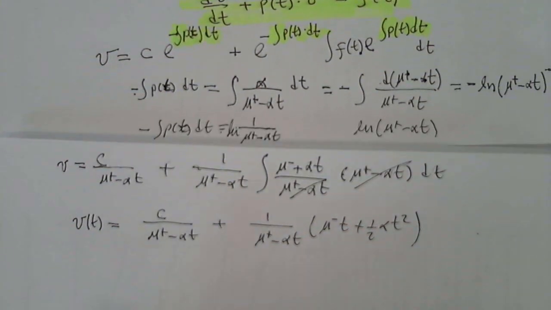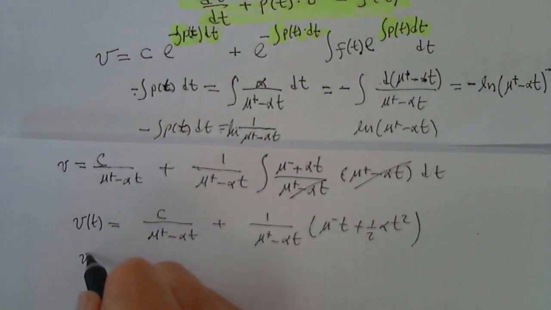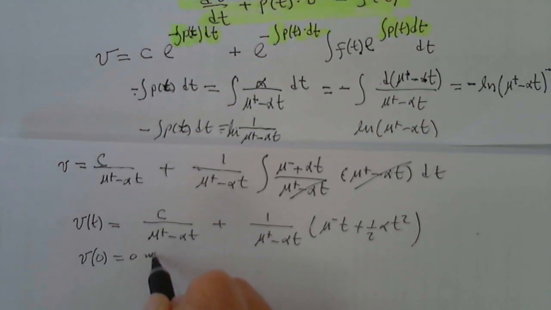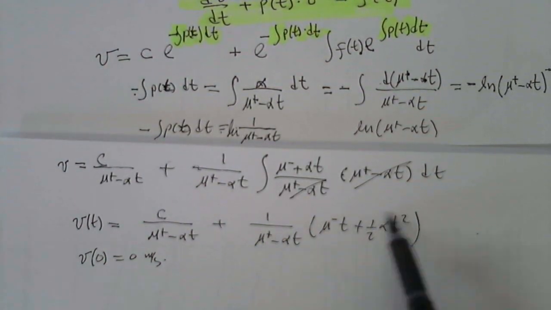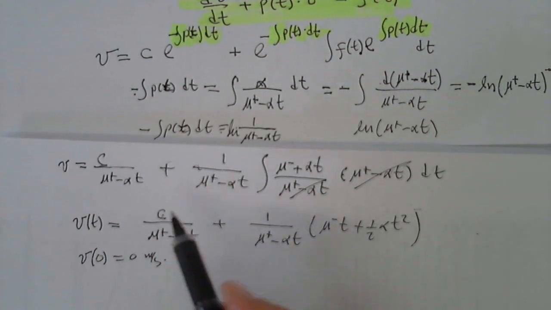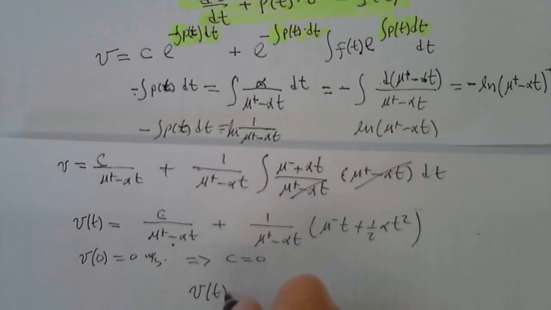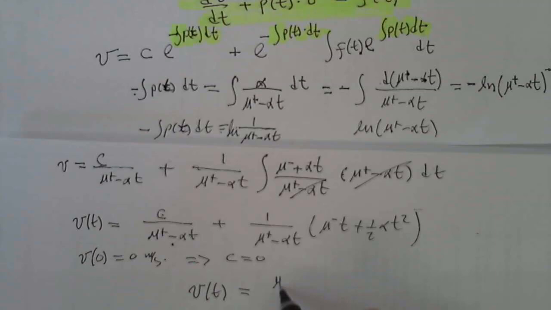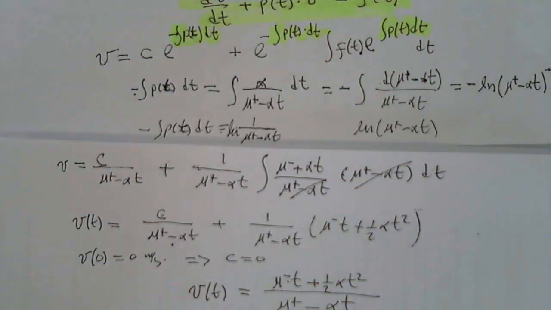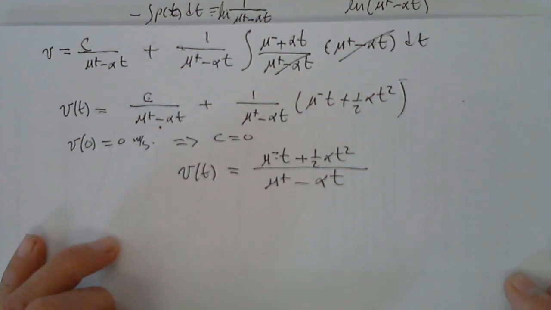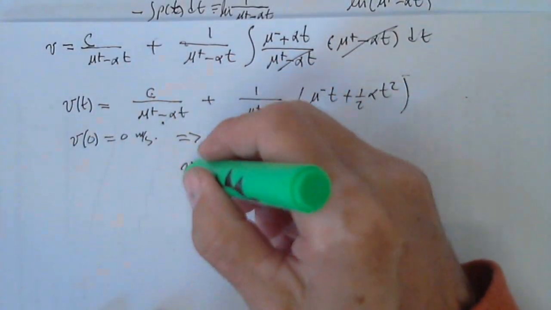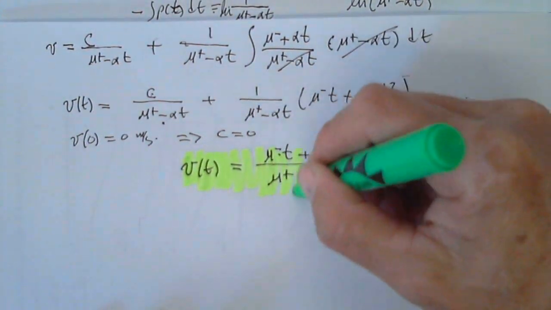Very interesting that you get a ratio. So now, because my initial velocity by choice is 0, all this is 0, this is 0, so C is 0. So this is my equation for the velocity. I was expecting an exponential function, but I get a rational function. And this is the more compact of the three.